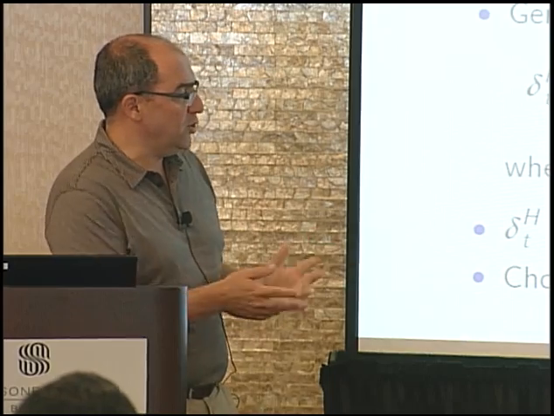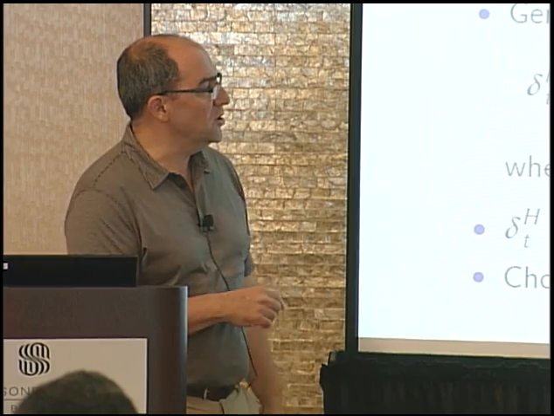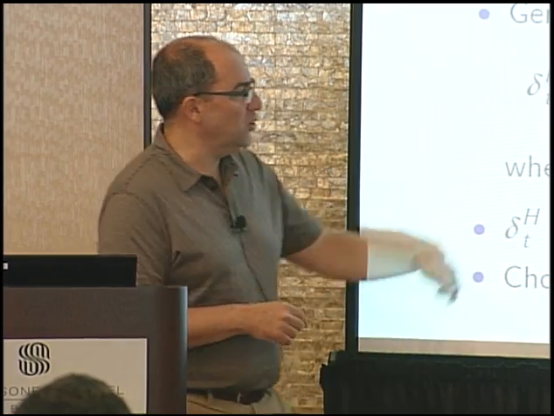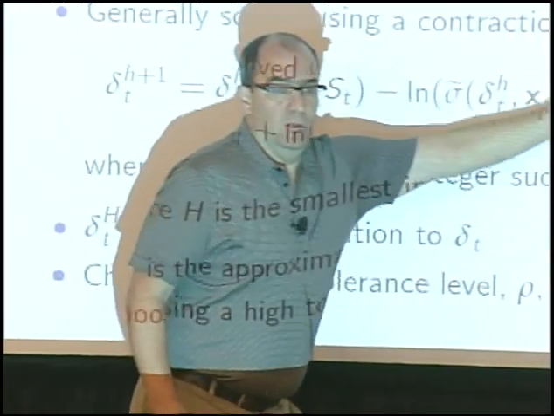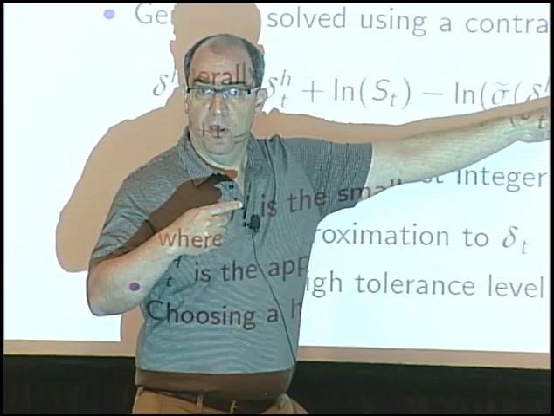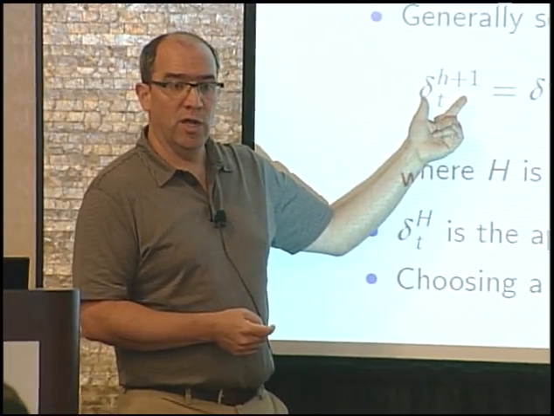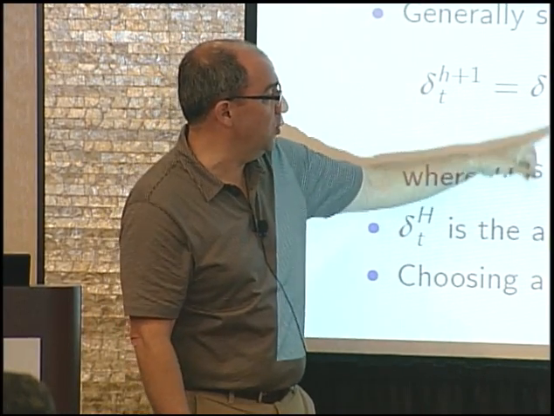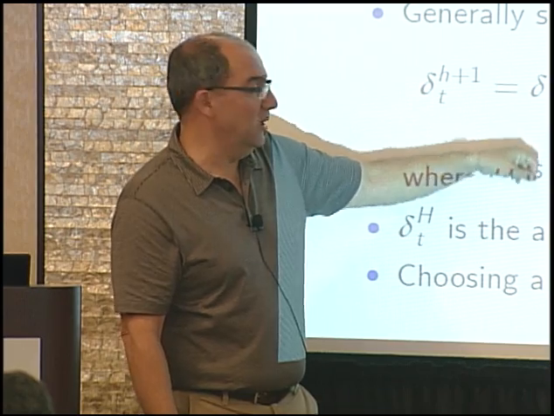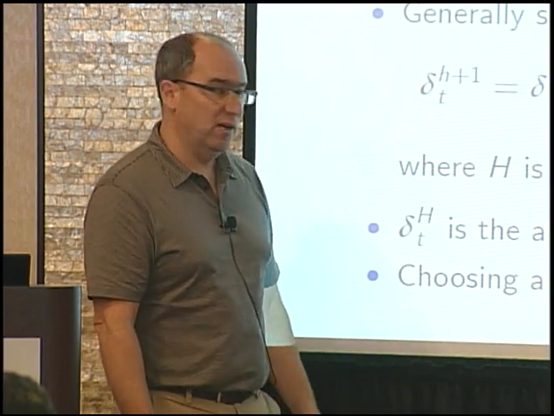You can just search randomly, or a more efficient way of doing it is using this contraction mapping, which says you start with a guess of delta. You use that to compute the market share from that first step, and then you use that and the actual market shares to update your guess. And you do this until it converges. So basically until the distance between the guess h and h plus 1 is very small, right? It's below a certain tolerance level.